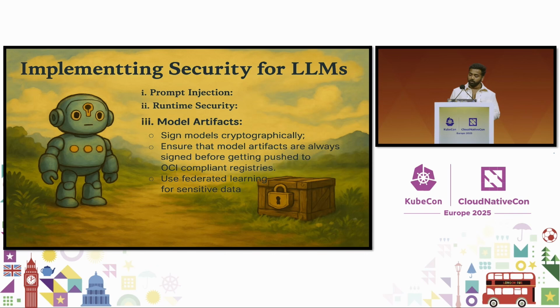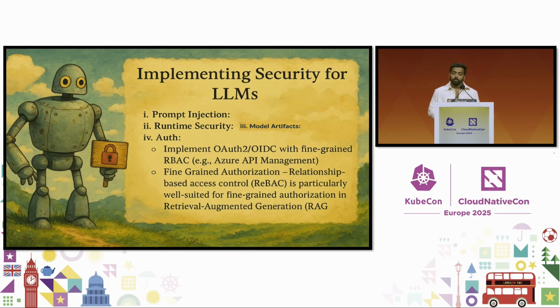So what can happen? Your fine-tuned model can be compromised, uploaded to Hugging Face or an OCI registry, and then inject backdoors into the inference. To prevent this, you need to sign your models cryptographically and push only signed artifacts to OCI-compliant registries. Okay. Then yeah, following the authorization which we talked about, ABAC and OAuth to OIDC with a fine-grained RBAC mechanism.